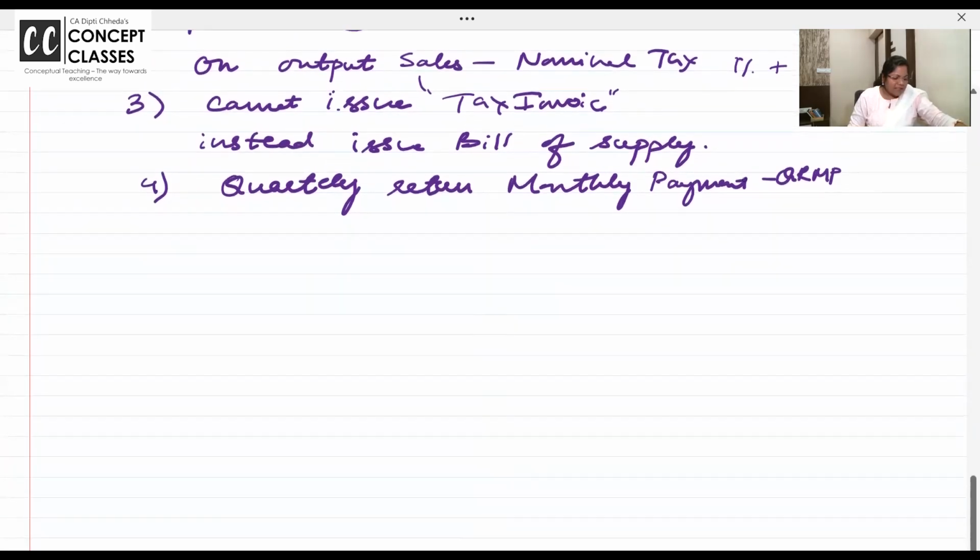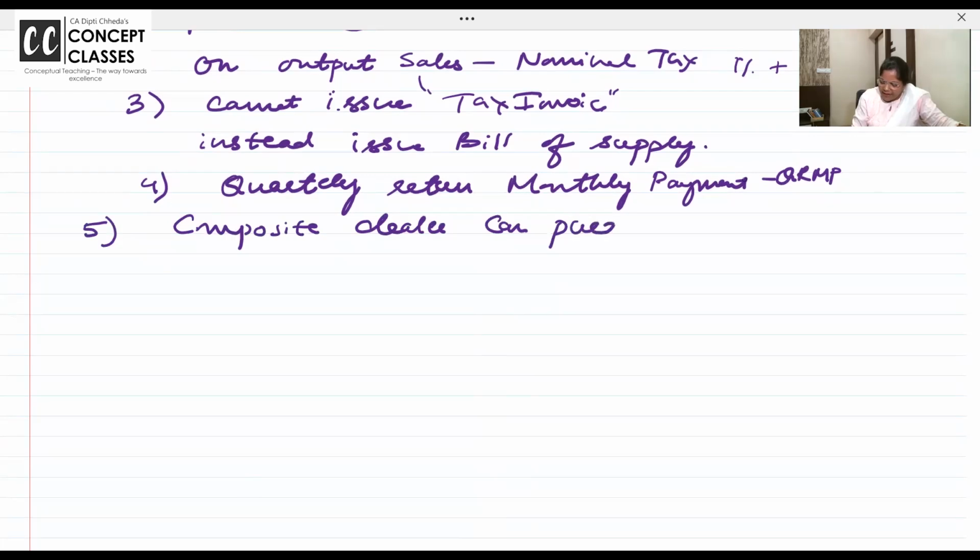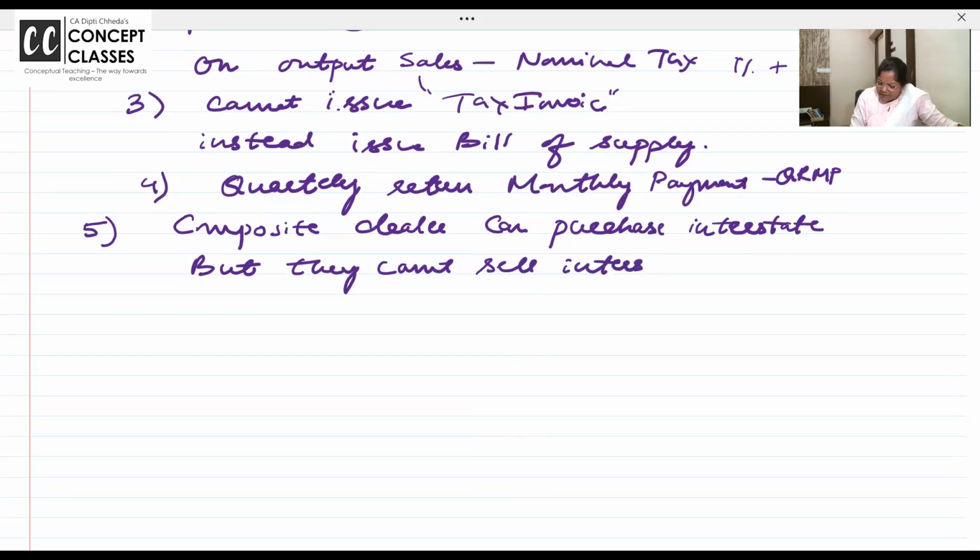Now, most important is section 10(1) and 10(2) talking about eligibility. Okay, one important point. Before we write this, I want all of you to write: composite dealer can purchase. They ask this a lot in the exam. You know how they ask about composite dealer? 2 mark, 1 mark, 1 mark, 4 bits. So one of the bits will be that a composite dealer can purchase interstate, but they cannot sell interstate. They can purchase interstate. I can buy from Mumbai and sell it in Hyderabad. But if I am buying in Hyderabad and selling in Chennai, not allowed. I can't go for composition if I am doing interstate sale.